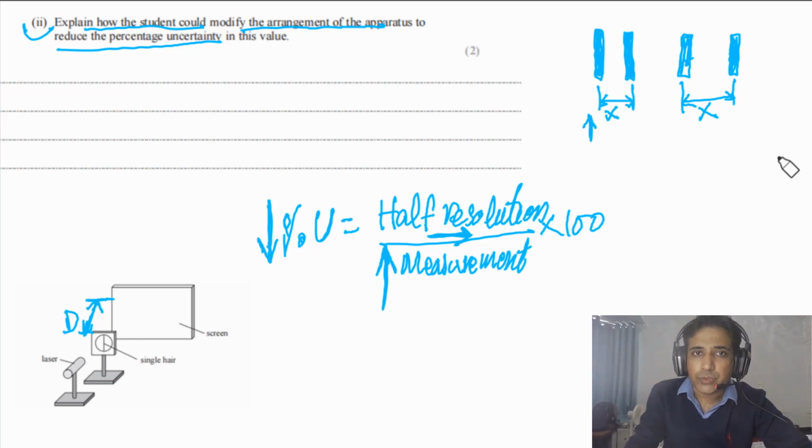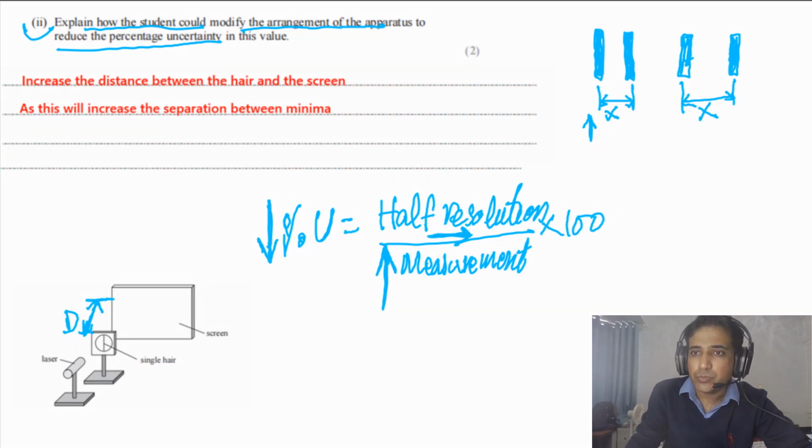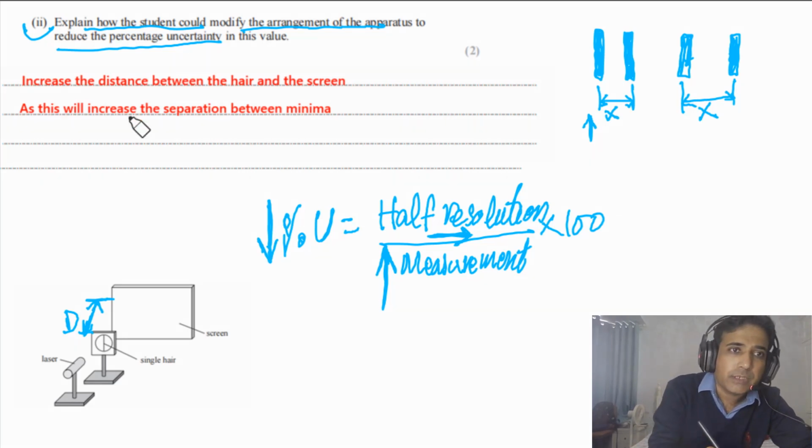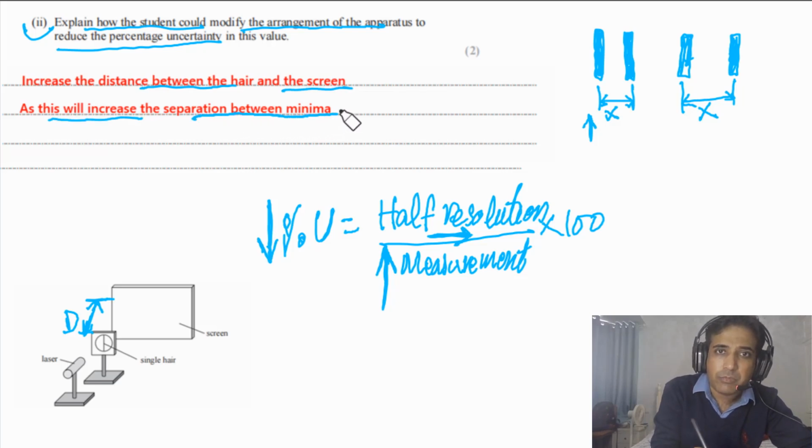So these 2 points you can write down in the answer. This question has 2 marks, so we can write down these 2 points. The first point, you can say: increase the distance between the hair and the screen, as this will increase the separation between minima. Means when we increase this, it will increase the value of x.